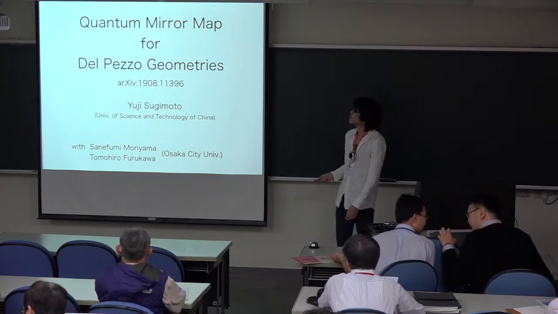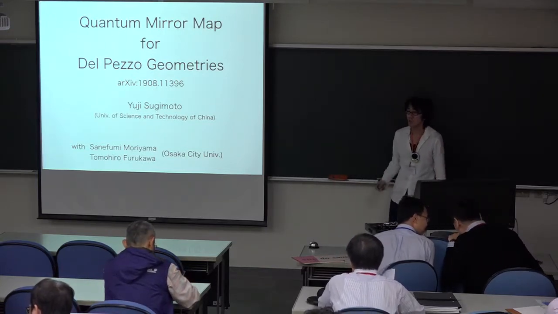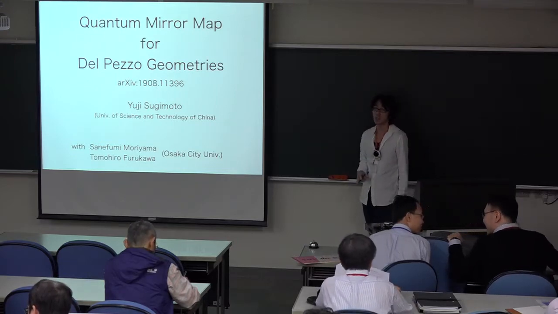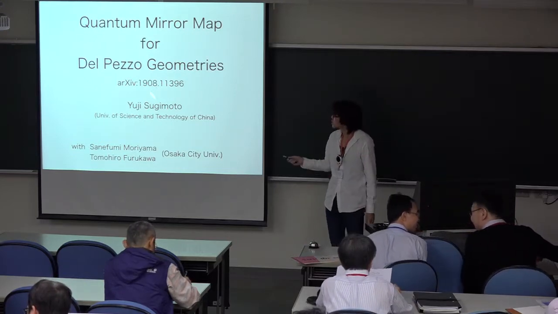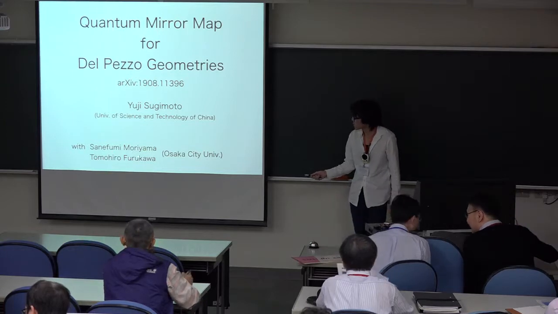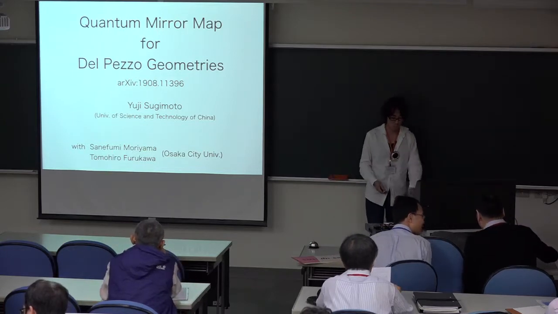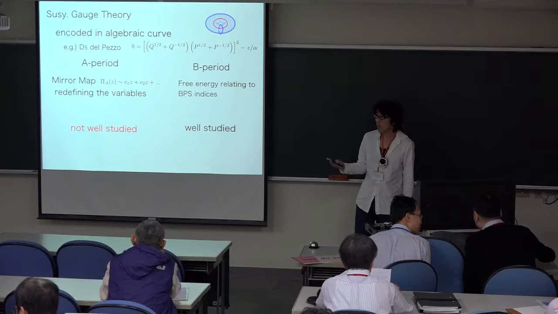Today, I would like to talk about the mirror map, which is one of the important functions to study supersymmetric gauge theories. This work is based on this paper written with Sanetto Koriyama and Tomohiro Furutawa at Osaka City University. Okay, first let me explain our motivation.